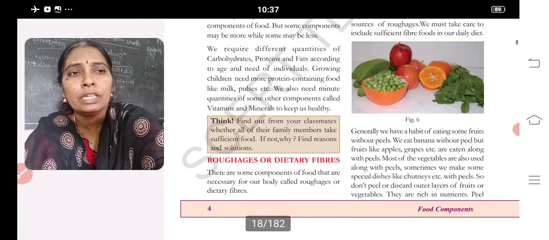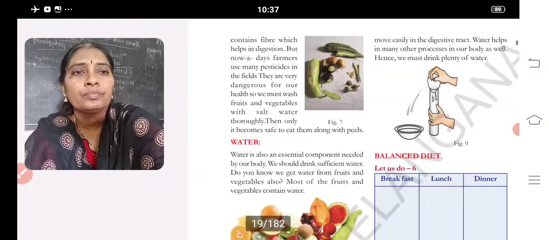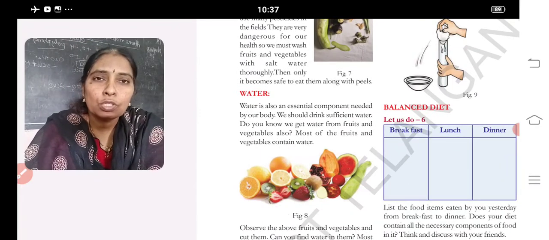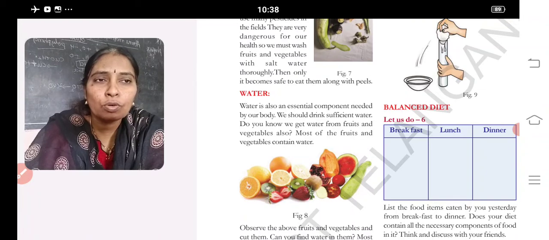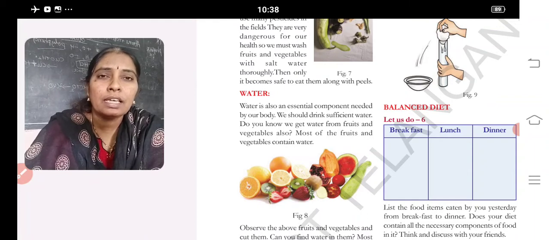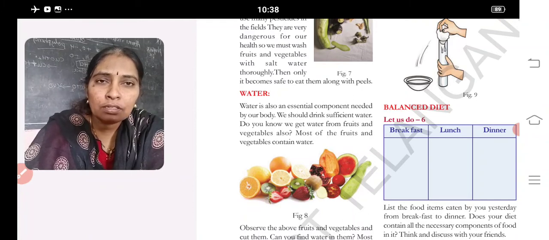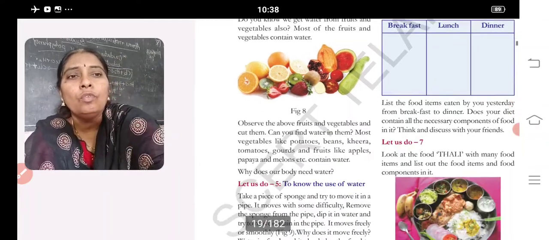And what is the use of water in our diet? Water helps us to make our enteric canal clear and it helps in the digestion of our food. It removes the waste and helps the food particles to pass easily through the alimentary canal into the stomach, and helps in digestion and removes the impurities and waste. So these are the uses of water.